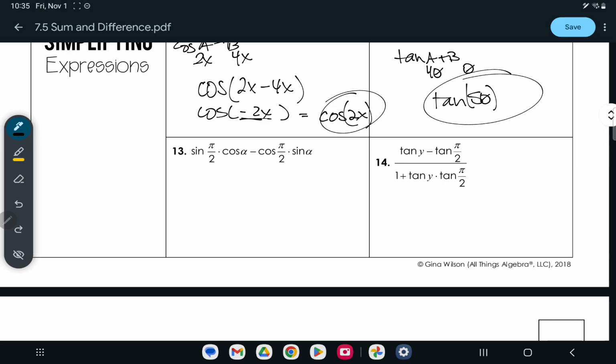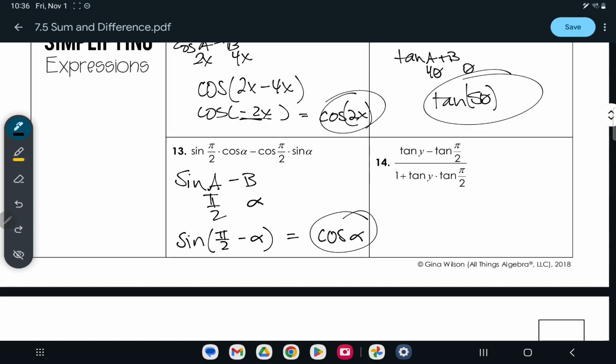Sine of pi over 2 cosine minus cosine sine goes with sine of A minus B. A is pi over 2. B is alpha, there's mine. So sine of pi over 2 minus alpha is the same thing as cosine of alpha. It's from the identity from yesterday.